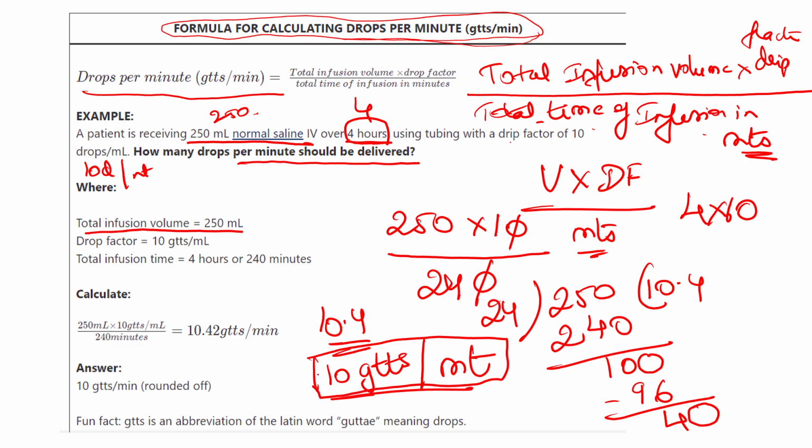Is it clear now? Have I made this clear? The total infusion volume is 250 into 10 drop factor, and we have converted hours into minutes. We struck off and divided, and we got the value 10.4 GTT, or 10 drops per minute. Understood? This is calculating for minute.